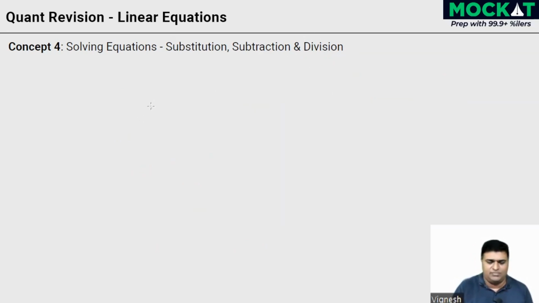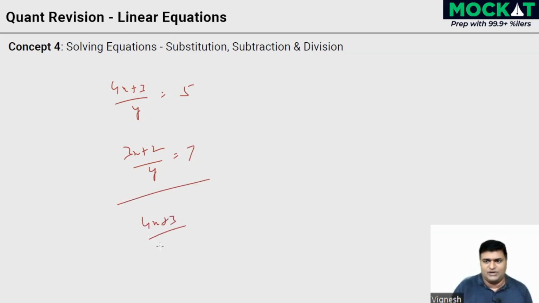So how do we create a question around that? I mean, 4x plus 3 by y equals 5, say, and 3x plus 2 by y equals 7, right? So how do you solve for that? Divide the two. The moment you divide the two, you're going to get something like 4x plus 3 divided by 3x plus 2 equals 5 by 7, and cross multiply and solve for one variable, substitute it back and find the other, right? So that's division over here.